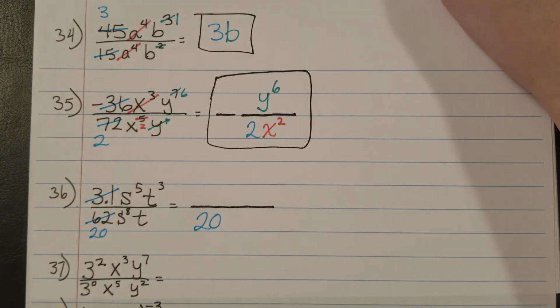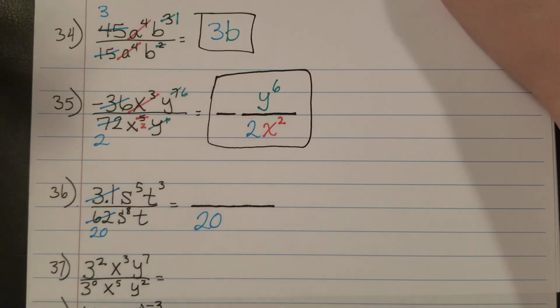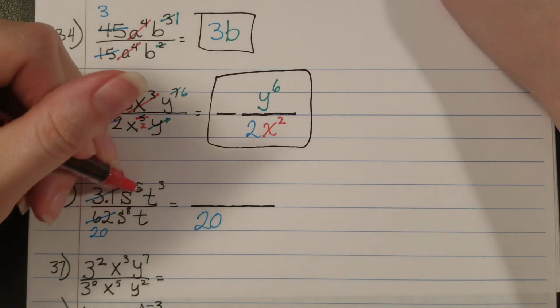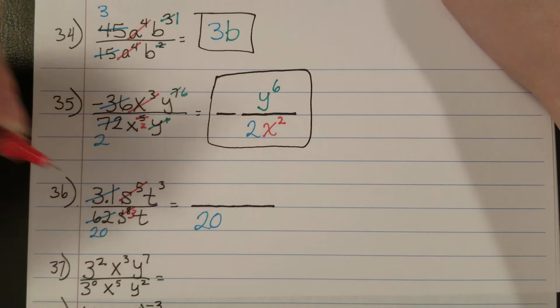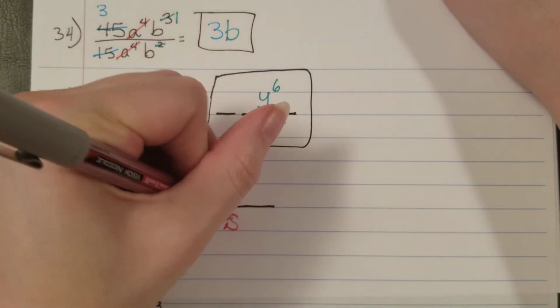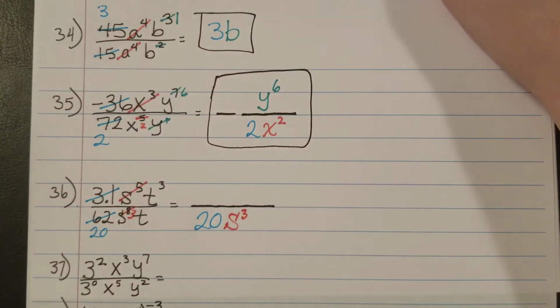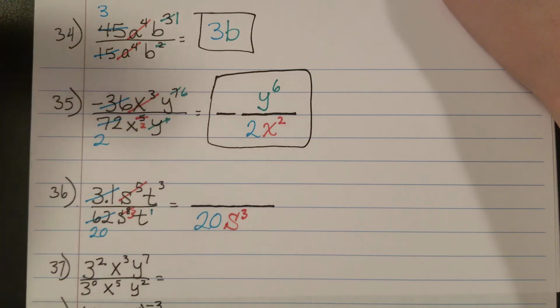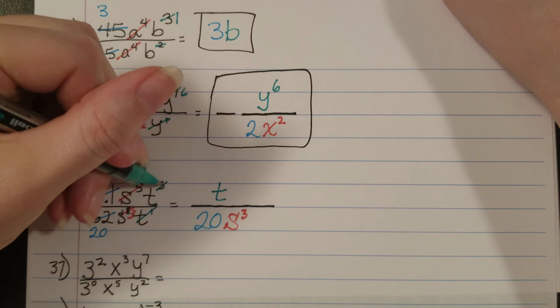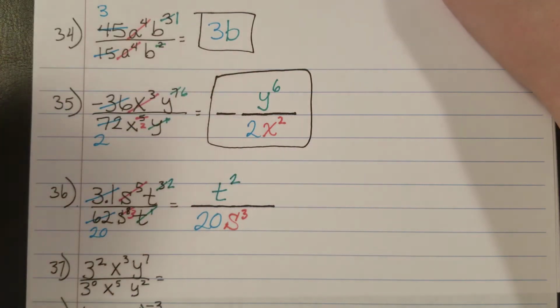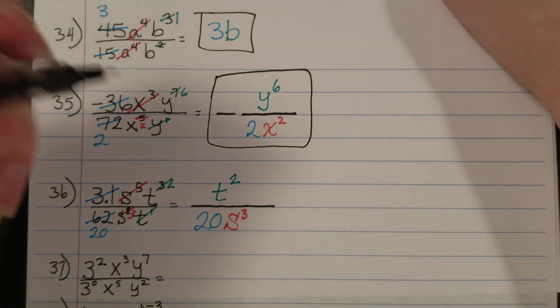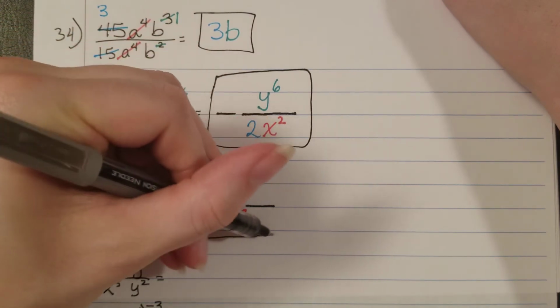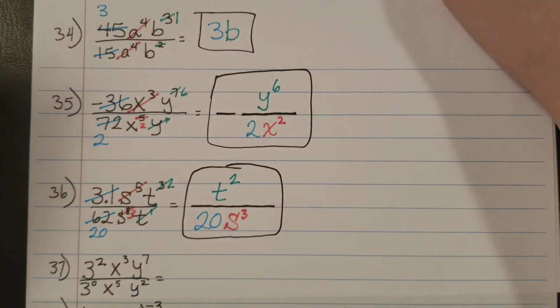Then for the letter S, 8 is bigger than 5. 8 minus 5 is 3, so on the denominator, that's going to be s to the 3rd power. Then I've got an invisible power of 1 on that t. So 3 is bigger than 1, so t is going to be in the numerator. And 3 minus 1 is 2, so it's t squared. So my final answer is t squared over 20s to the 3rd.